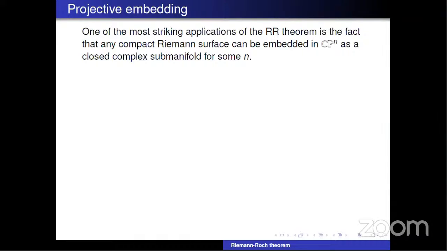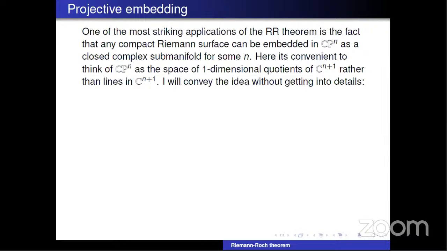Okay, so this is the third. Now another very important application of Riemann-Roch is the projective embedding. One of the most striking applications of the Riemann-Roch theorem is the fact that any compact Riemann surface can be embedded in CP^n as a closed complex submanifold for some n. So every compact Riemann surface embeds as a complex submanifold of CP^n. So how does one prove that?